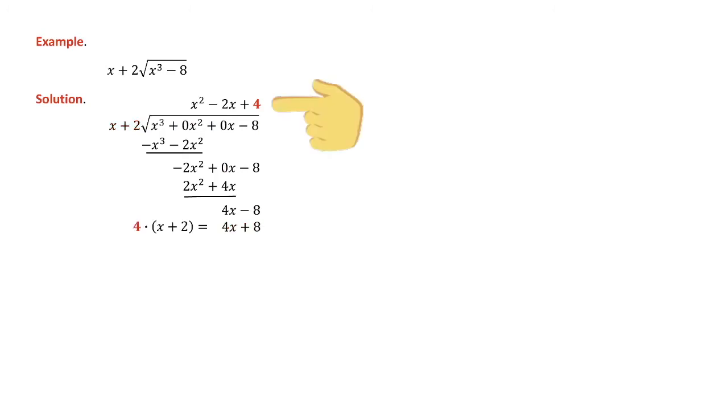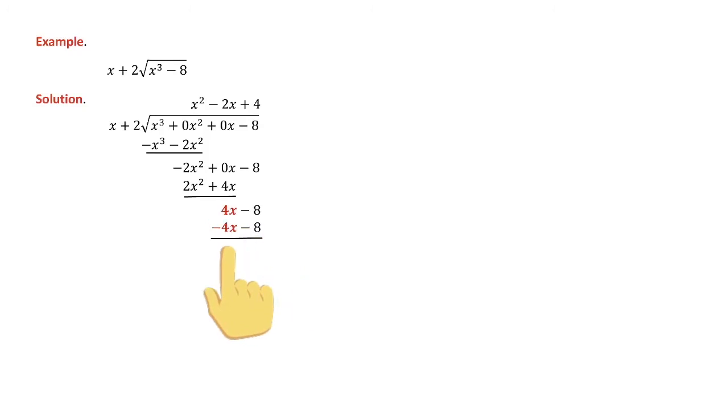Again, where does it come from? Take your 4 times your x plus 2 and multiply them together. 4 times x is 4x. 4 times 2, 8. Okay, now I subtract. Put your minus sign through so you don't lose it. Drop your brackets. Just make it cleaner. Okay, now add these together.